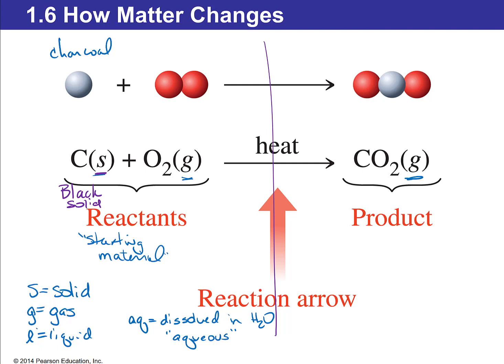Everything that is starting material is in front of the arrow. Everything at the end is what you end up with. The stuff in the front, they call the reactants. So reactants are always on the left side of the reaction arrow. Products are what you end up with, and they're always on the right side. So the arrow splits before and after. Before, I have carbon and oxygen; after, I have carbon dioxide, CO2. And CO2 is also a gas.